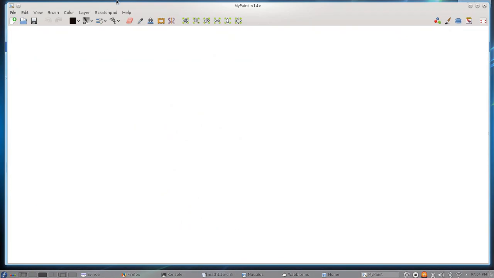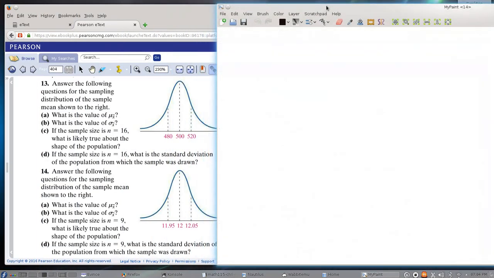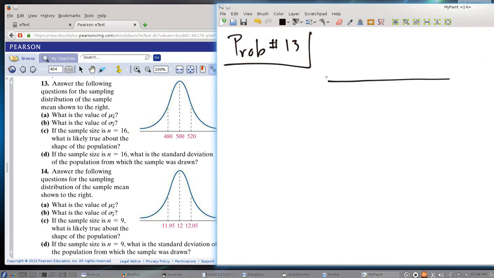Okay, so number 13 we have: answer the following questions for the sampling distribution of the sample means shown to the right, which is a curve right here. So let's draw that curve. I'm going to draw it so I can analyze it.